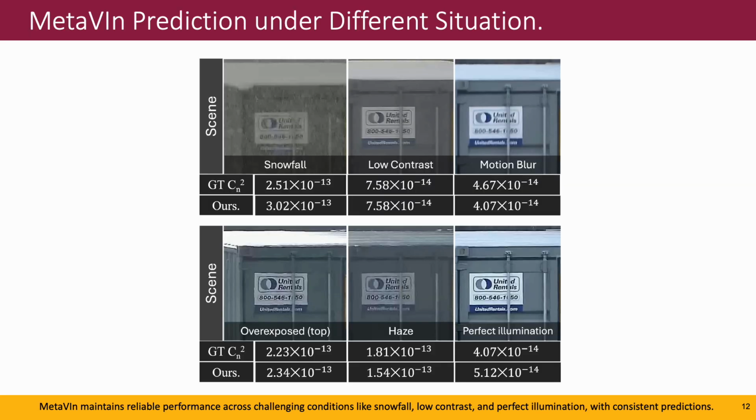Also, it shows the power of MetaVIn in different situations. For example, in snowfall, low contrast, motion blur, overexposure, haze, or perfect illumination, our ground truth versus our prediction is pretty aligned without a big fluctuation or jump.